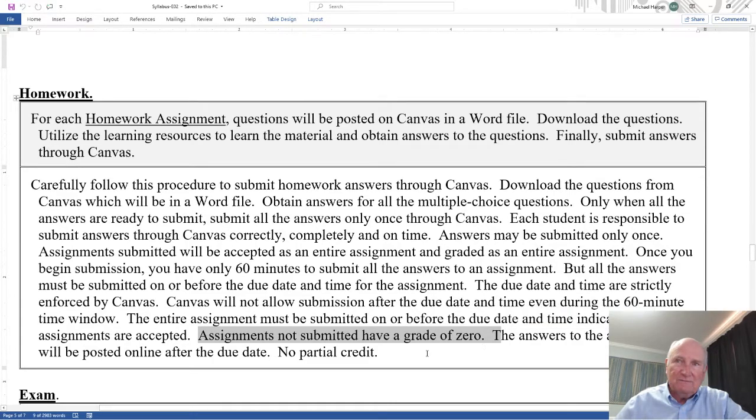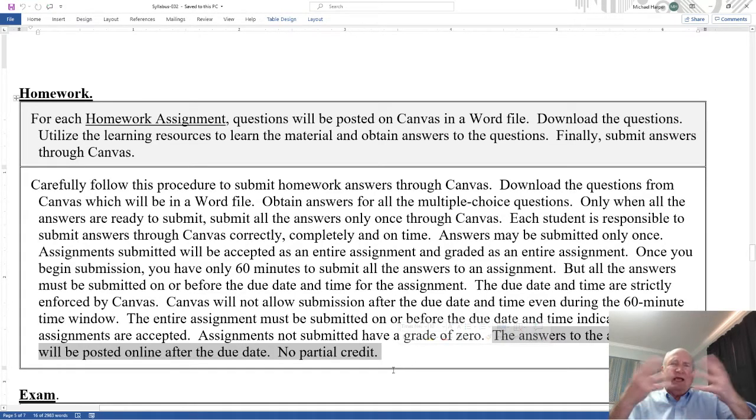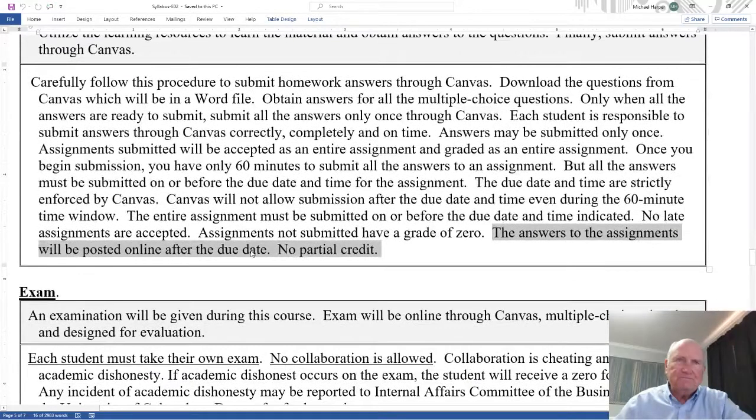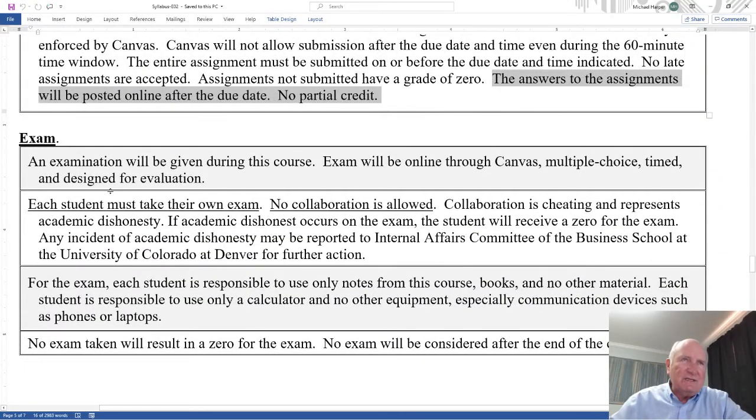That's your grade. The answers to the assignments will be posted online right after the due date. And that's why there's no late assignments. I post the answers. It's there. Okay? The answers are there. Now you see them. Now, I've already mentioned the exams here.